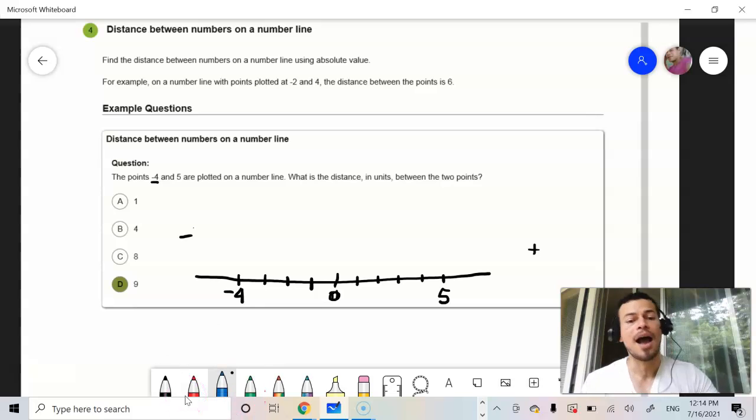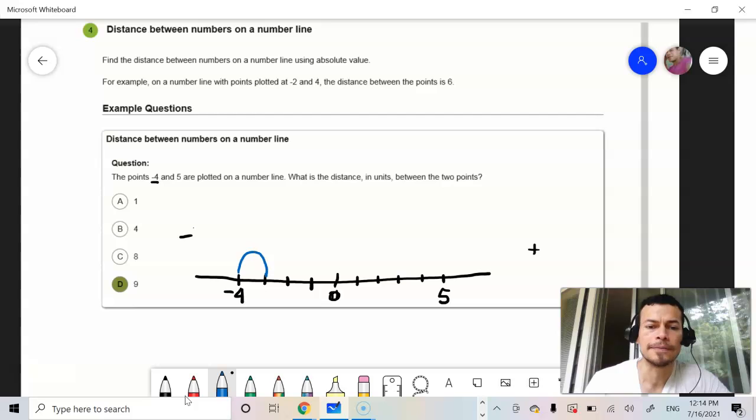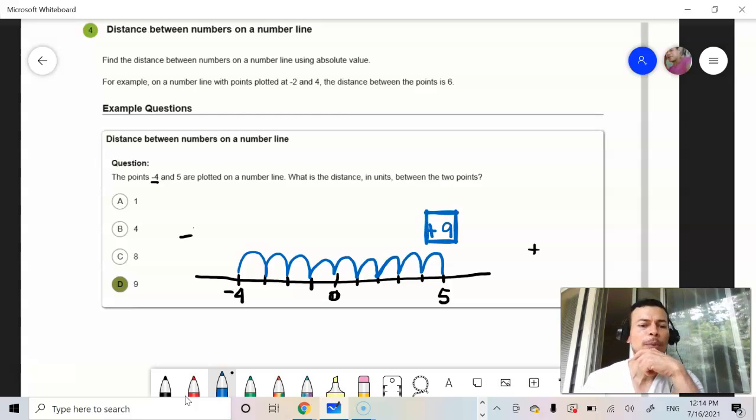Well, let's see how many jumps we have to do from -4 to positive 5. So we got 1, 2, 3, 4, 5, 6, 7, 8, and 9. So we need to jump 9 to the right. So the distance between the 2 points is option D, which is 9. Why? Well, because we have 9 spaces between -4 and positive 5.